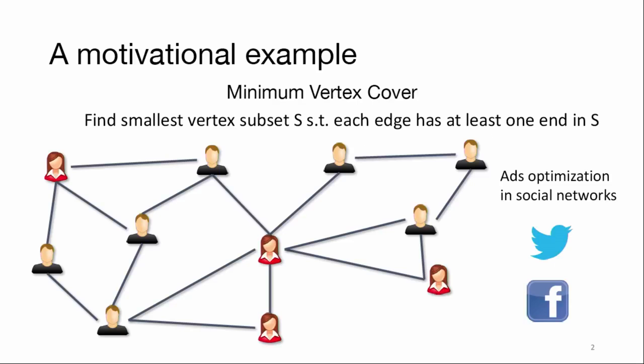We first start with one of the graph NP-complete problems, which is the minimum vertex cover. Later, we will show how to apply this general learning paradigm to other graph problems. The minimum vertex cover asks to find the smallest vertex subset S, such that each edge has at least one endpoint in S. It can be used to model the optimization in social networks.